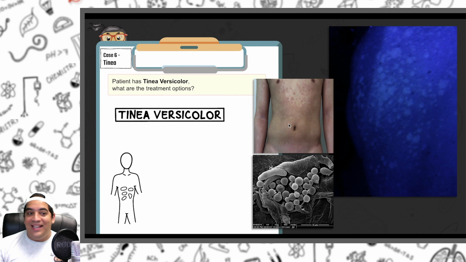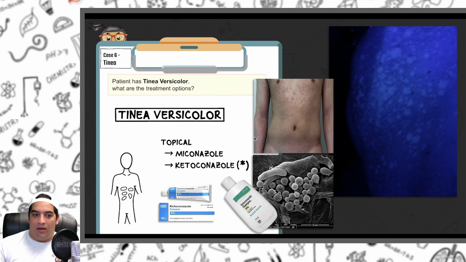All right, patient has tinea versicolor. If they have tinea versicolor, this type of dermatophyte infection, what do you treat these patients with? Topical ketoconazole would be the preferred one, or miconazole.